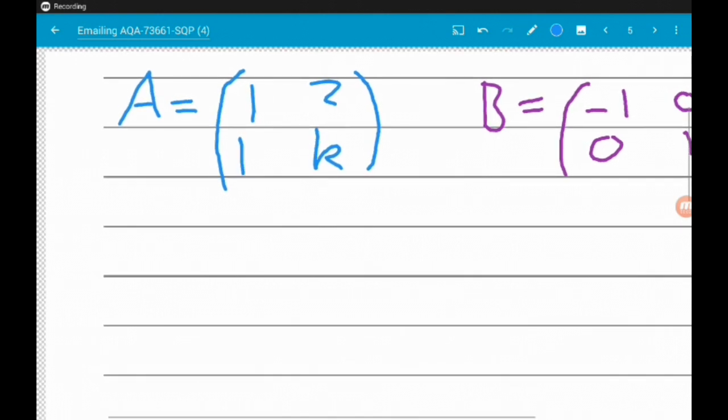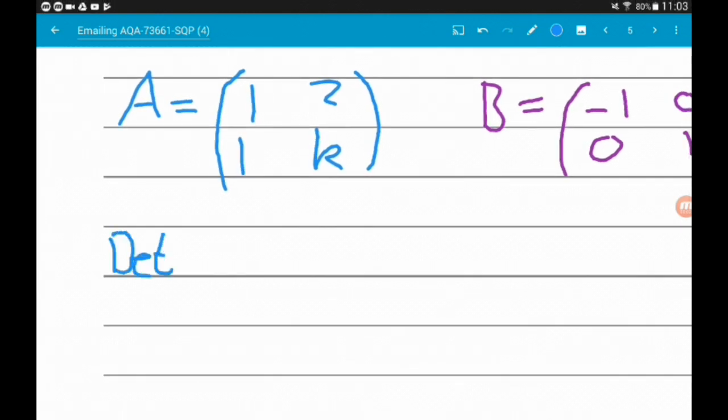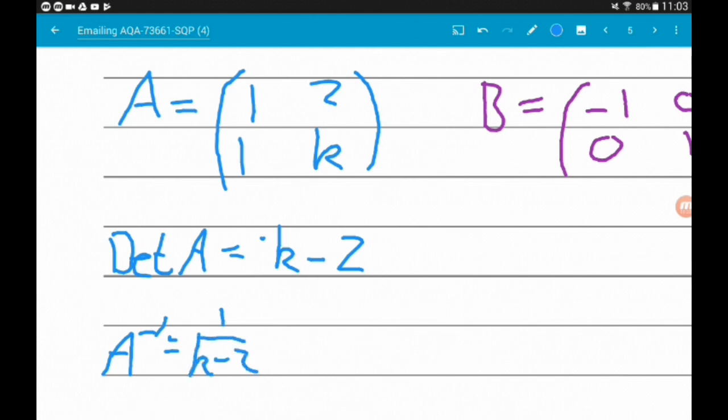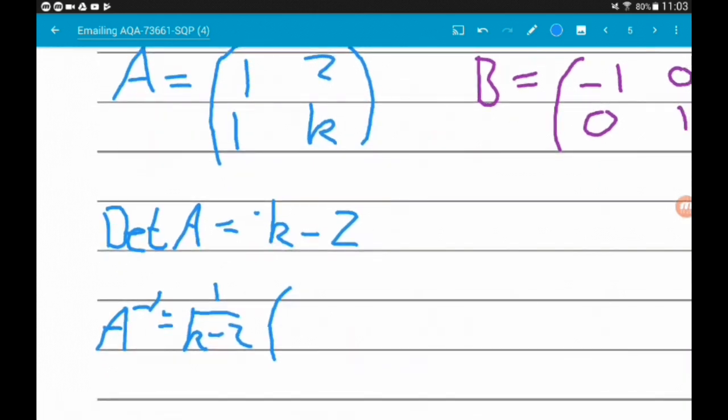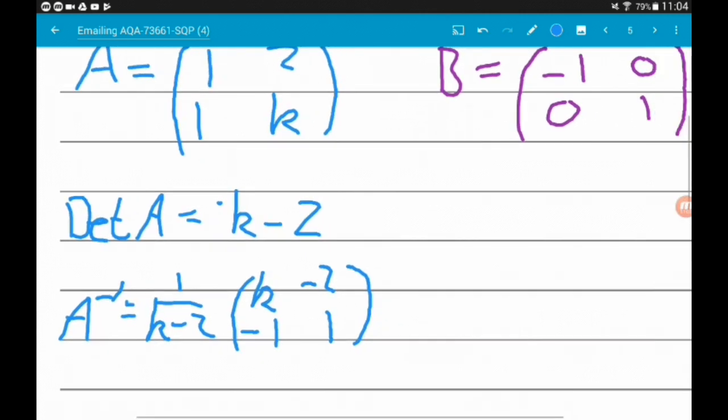Okay, so for matrix A then, the determinant is 1 times k minus 2 times 1, so that's k minus 2. So A inverse is 1 over k minus 2 times, well, the 1 and the k swap places diagonally, so we get k top left, 1 bottom right, and then the 2 and the 1 in the bottom left and top right become negative. So we get -1 down there and -2 up in the top right. So that is A inverse.